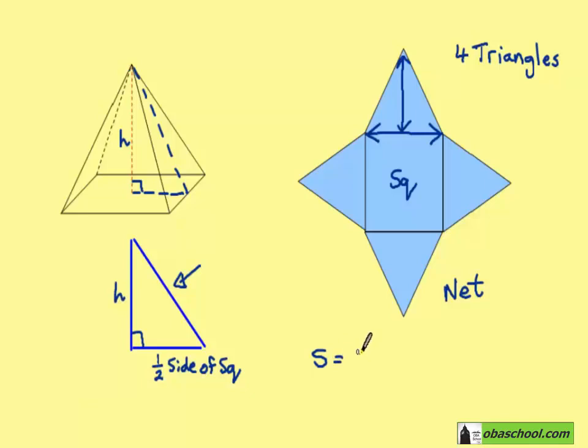So the surface area for the pyramid is going to be the area of the square base added to the total area of the triangular faces. In this case, we had a right pyramid. The 4 triangles are all the same. If we work out the area of one of the triangles, we can multiply it by 4 and then add it to the area of the square base.